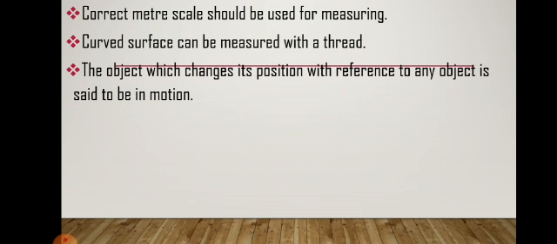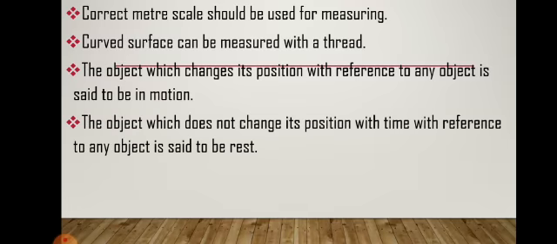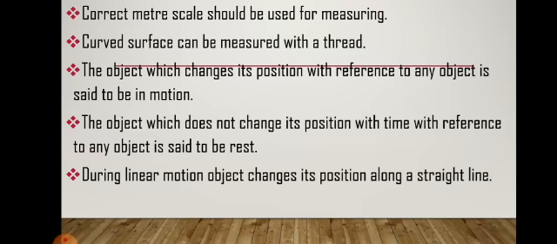The object which changes its position with reference to any object is said to be in motion. The object which does not change its position with time with reference to any object is said to be at rest. A moving object is in motion and an object which does not move is at rest. During linear motion, an object changes its position along a straight line. Linear motion means the object is moving in a straight line.